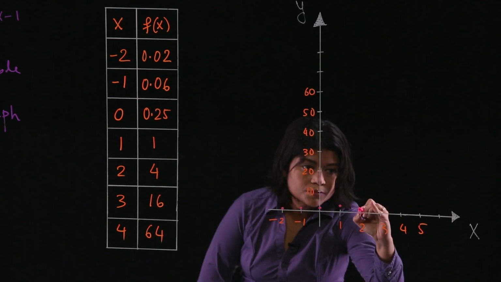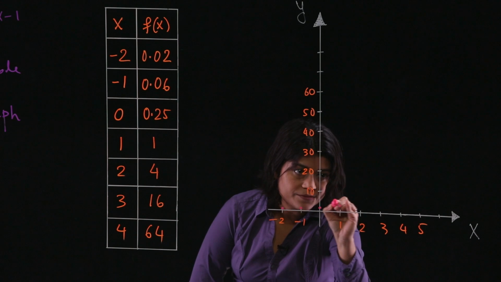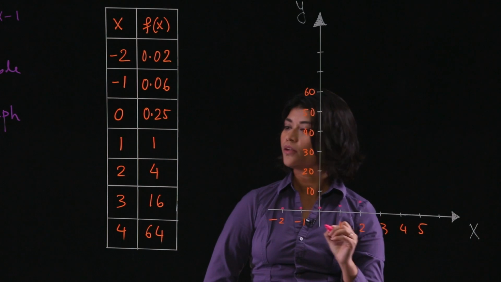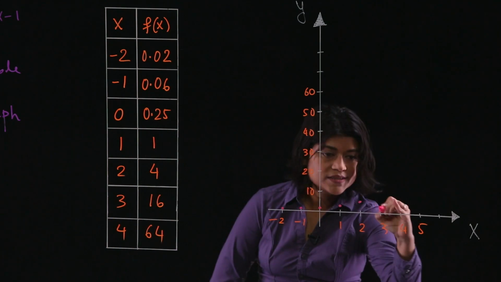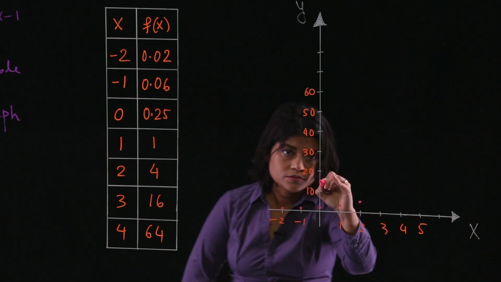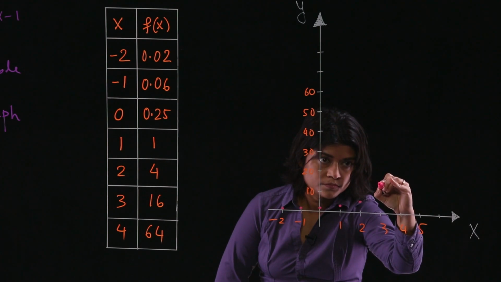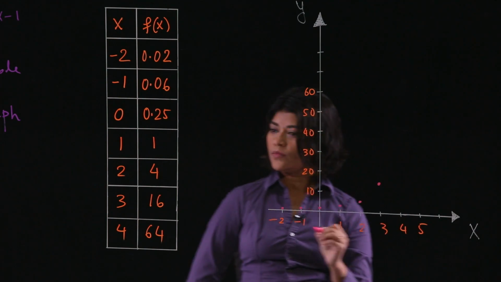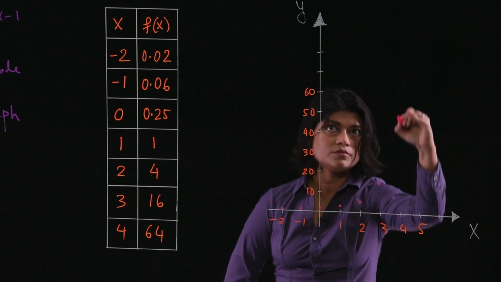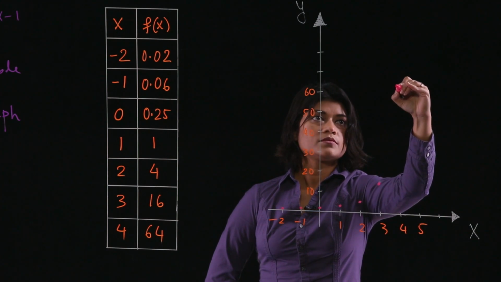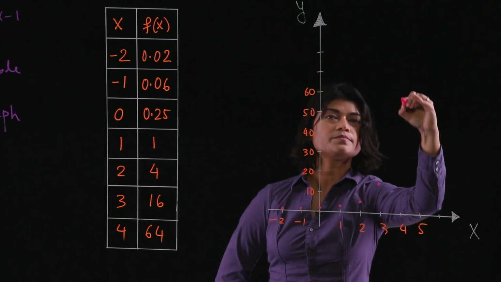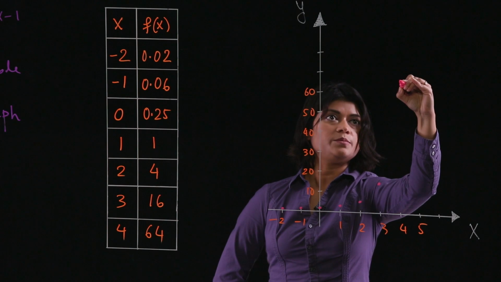At 2, we go up to 4. So say 5 is about here, so somewhere here. 3, we get 16, approximately. Then at 4, it jumps to 64. So at 4, go up. So next we have 70 up there. So let's see. About that point.